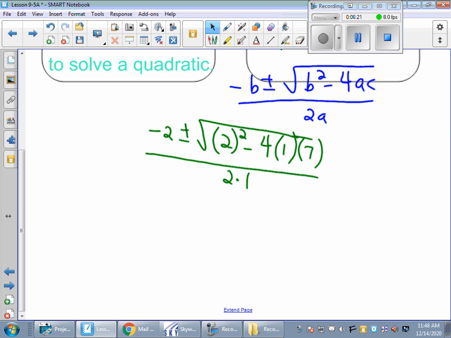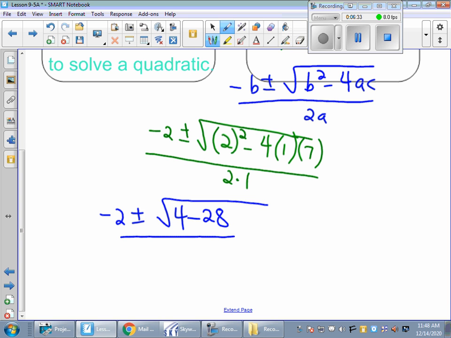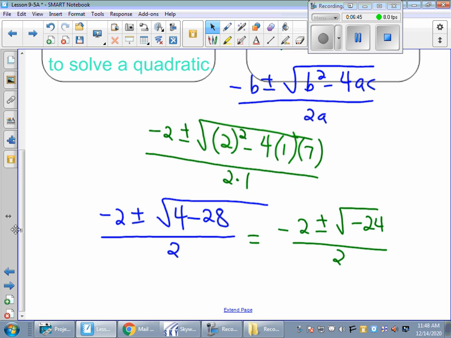So again, let's see where we're at and what's happening here. So negative 2 plus and minus 2 squared is 4. Here we have a negative 4 times 1 times 7, so that's minus 28. So again, we're going to run into trouble here. So in this specific example, you have negative 2 plus and minus the square root of negative 24 all over 2. Can't take the square root of a negative. So therefore, the answer here in this case is no solution.